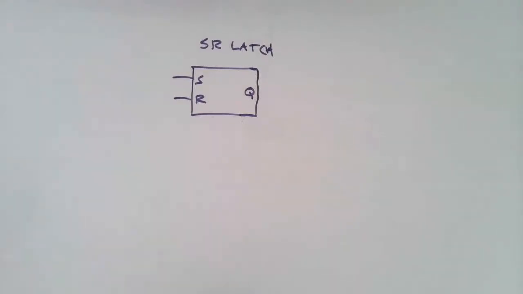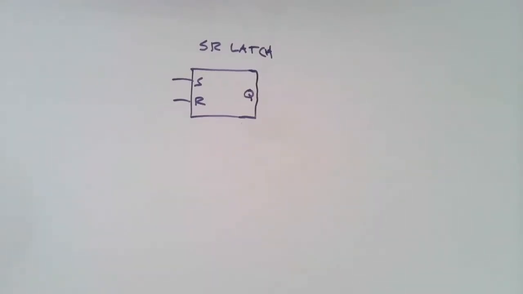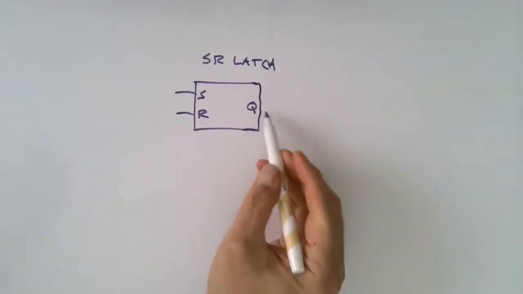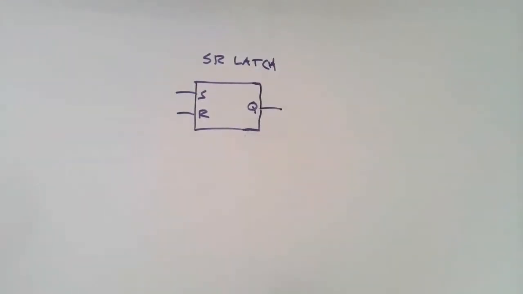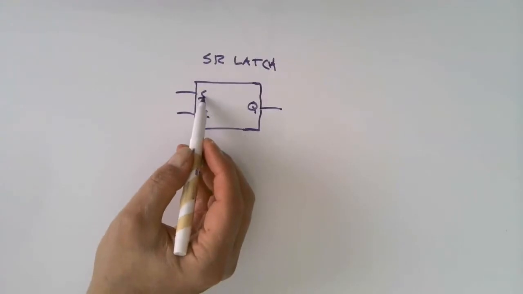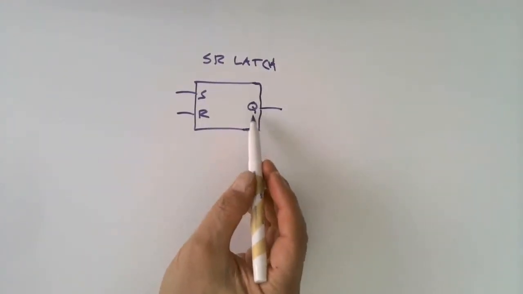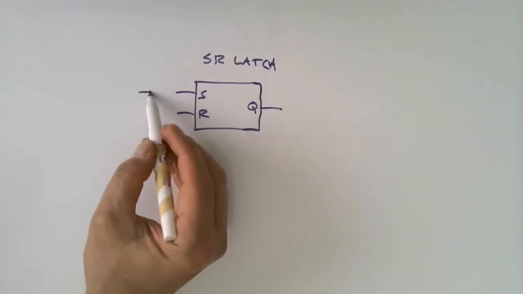Okay, the last device that we're going to talk about in these lectures is this simple device called an SR latch. And really what this is, is a 1-bit memory device. And the operation is really simple. S stands for set, R stands for reset, and the output is Q. Sometimes there's a Q naught also, but that's the output. So this is how it works.